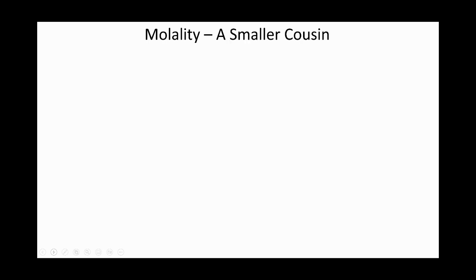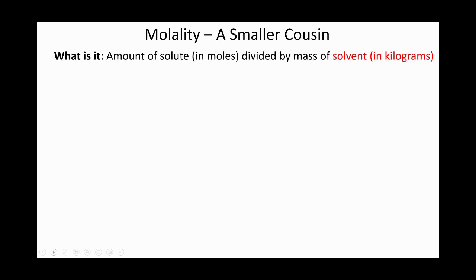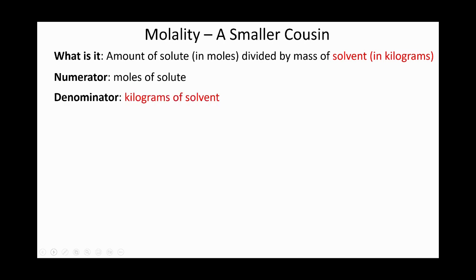The other type of concentration that we're going to deal with most often in this class is going to be molality, which I refer to as the smaller cousin of molarity. And it's pretty similar. In this case, what it's measuring is the amount of solute in moles divided by the mass of solvent in kilograms. So in this case, the numerator is exactly the same. The denominator, however, is a little bit different because we have a mass in kilograms, and it's going to be the kilograms of solvent rather than the kilograms of solution.